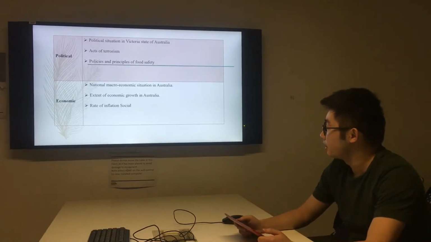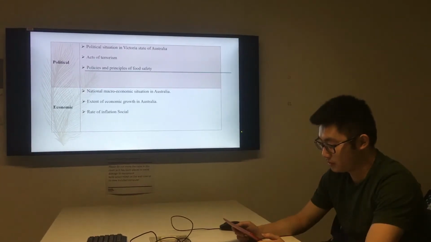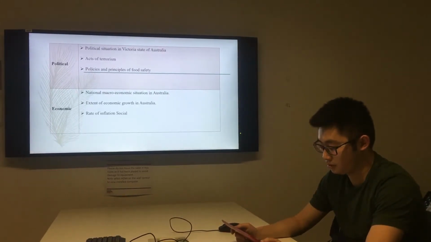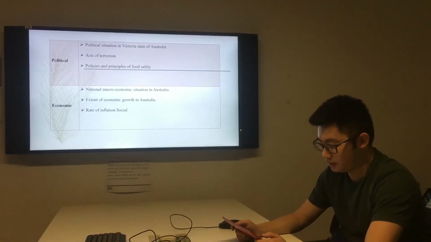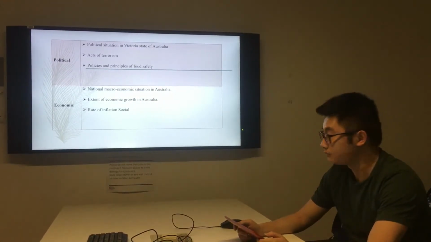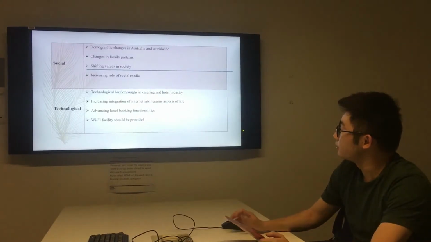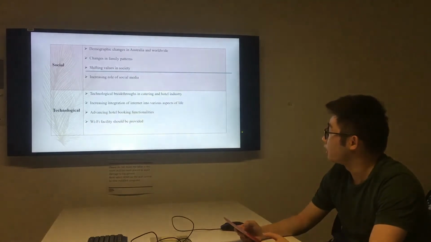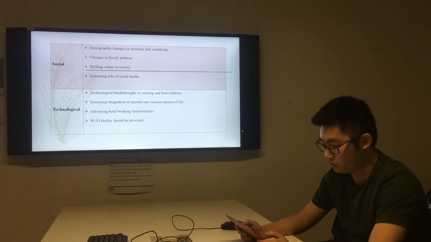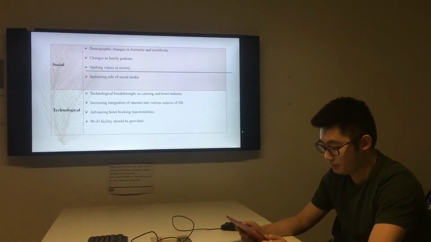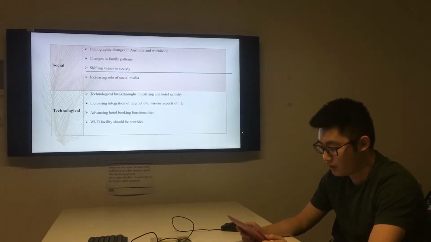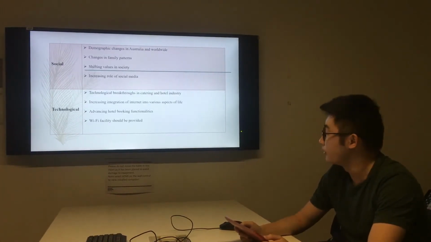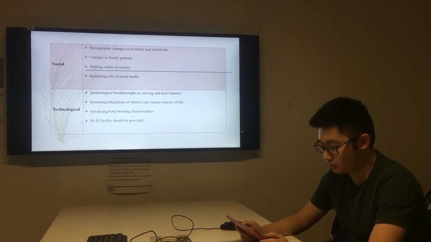In economics, the national macroeconomic situation in Australia, the extent of economic growth in Australia, and the rate of inflation. In social, demographic change in Australia and worldwide, changes in family patterns, shifting values in society, and the increasing role of social media.